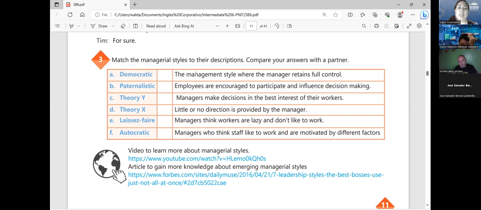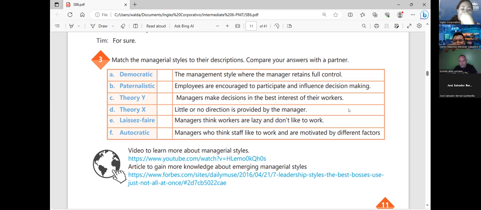The first definition is the management style where the manager retains full control. The key there is the word full control. Then we have employees are encouraged to participate and influence decision-making. Then managers make decisions in the best interests of their workers. Little or no direction is provided by the manager. Managers think workers are lazy and don't like to work. And managers who think staff like to work and are motivated by different factors.